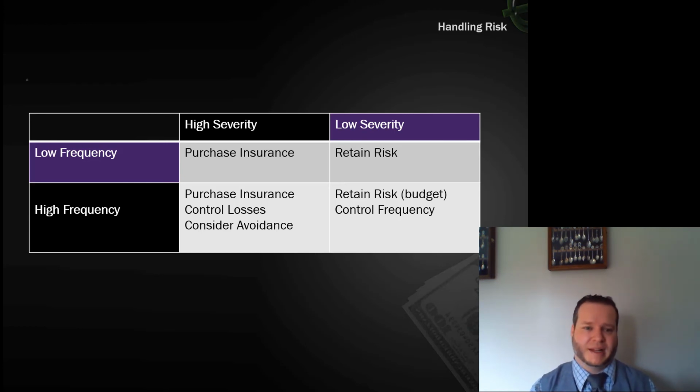Now, if you have something that's high severity and high frequency, something that costs a lot, but you need to do it, it happens regularly or a lot. You can purchase insurance in that case, but it's going to be expensive insurance. If you can avoid it or otherwise minimize it, you should try. But a lot of times, these types of things can't be avoided, can't be controlled. And there is no insurance for it because it's too expensive. No one can afford it.